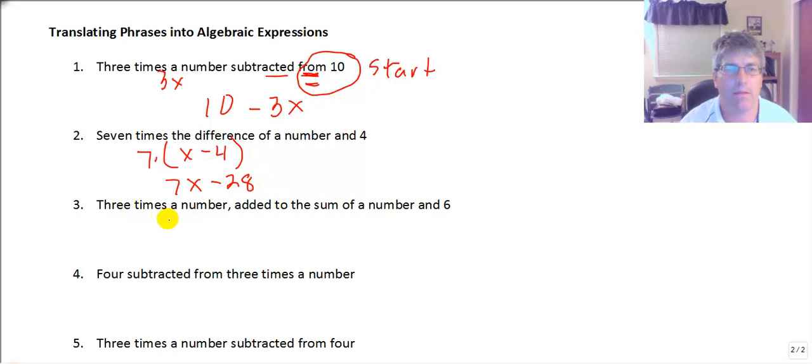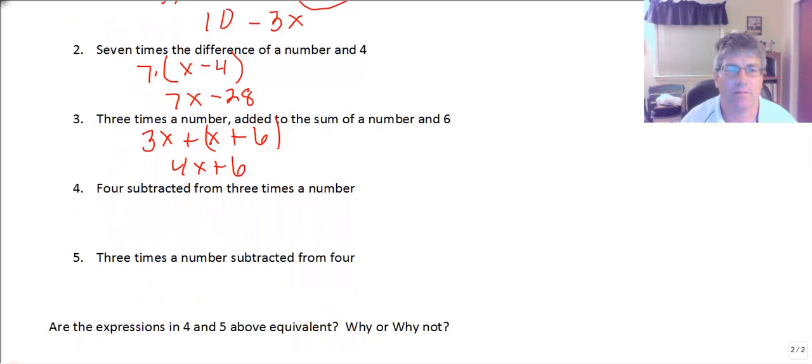Number 3, 3 times a number added to the sum of a number and 6. 3 times a number is 3x. And we're adding 3x to the sum of a number, it must be the same number, and 6. So 3x plus x plus 6. We don't really need the parentheses here, so we get 4x plus 6. And that's all simplified.